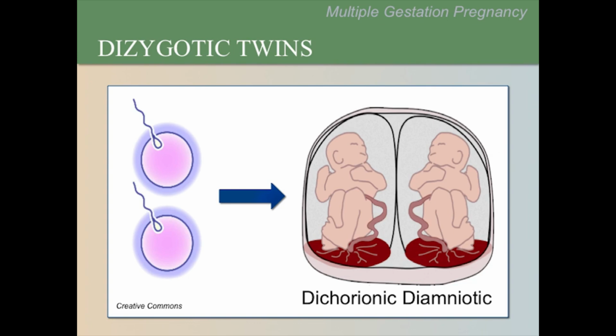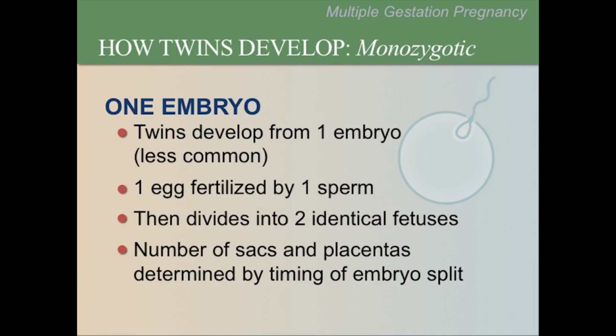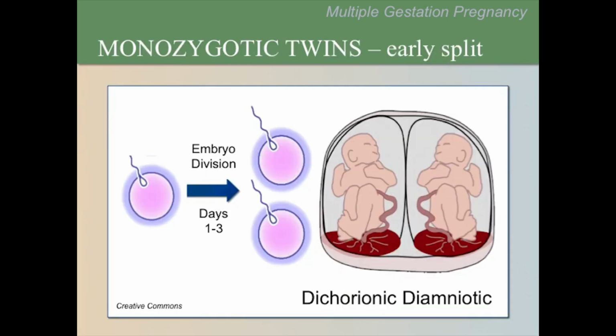In less common situations, one egg is fertilized by a single sperm, then splits into two embryos, which makes two identical fetuses. The number of gestational sacs and placentas is determined by the timing of embryo split after fertilization. 3 out of every 10 twin pregnancies form in this way. If division of the embryo occurred in the first 3 days after fertilization, each twin will have its own gestational sac and placenta.